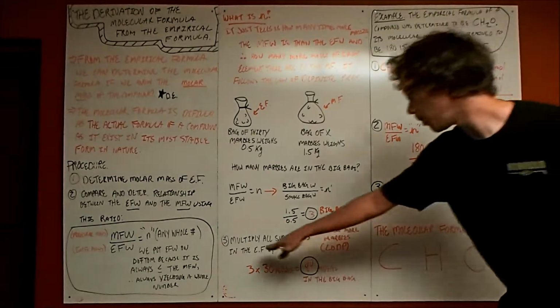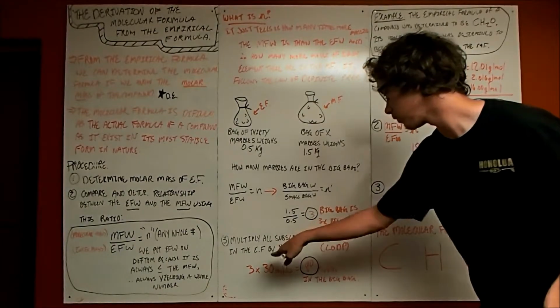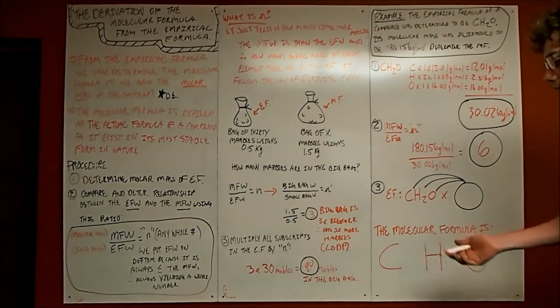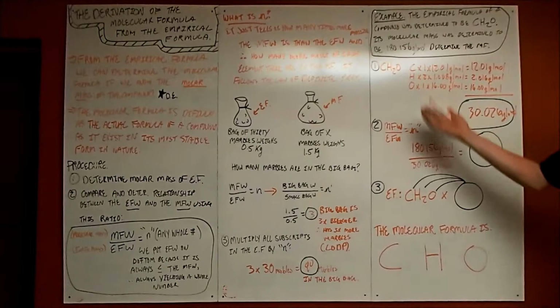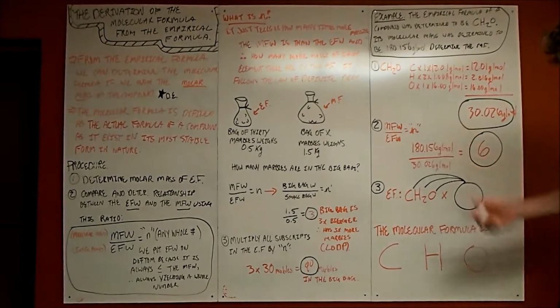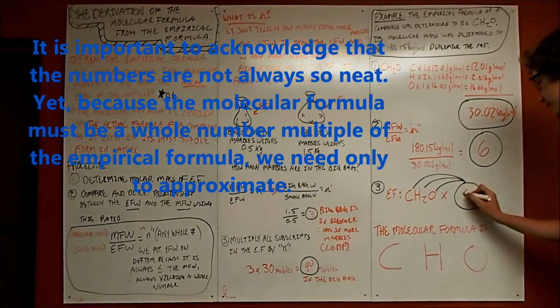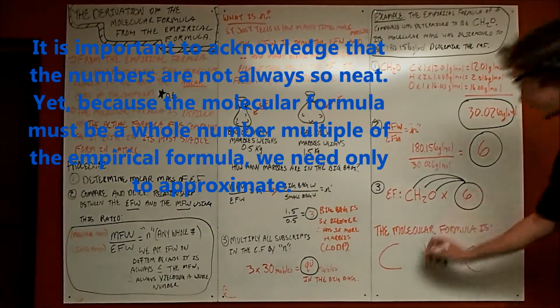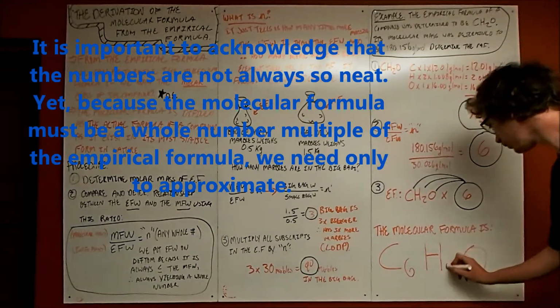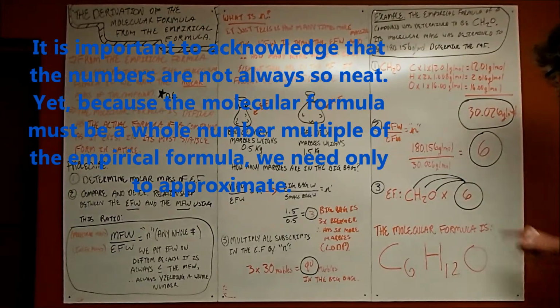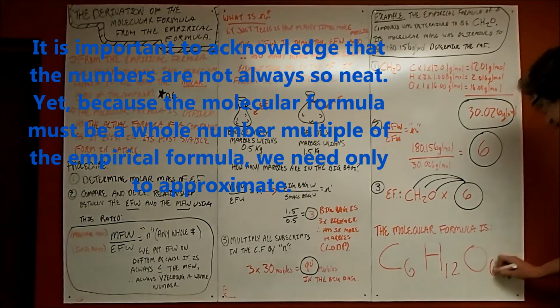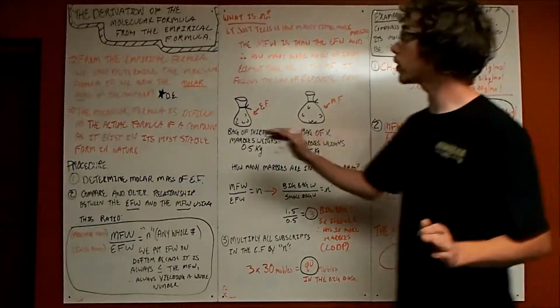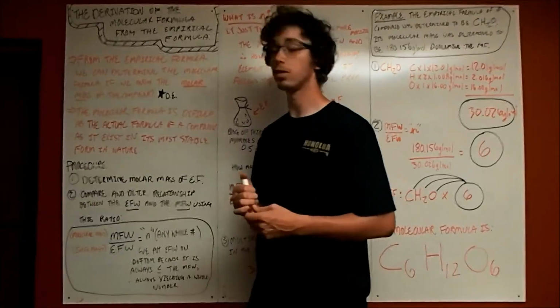We then multiply all subscripts in the empirical formula by n. Just like we did with the marbles, 3 times 30 marbles, because the bag weighs 3 times as much, we do the same thing. So we're going to put a 6 here, then multiply it through all the subscripts. We get C6H12O6, because 6 times 2 is 12, and 6 times 1 is 6. And we're left with glucose. So that's how you derive a molecular formula from the empirical formula. Thanks.